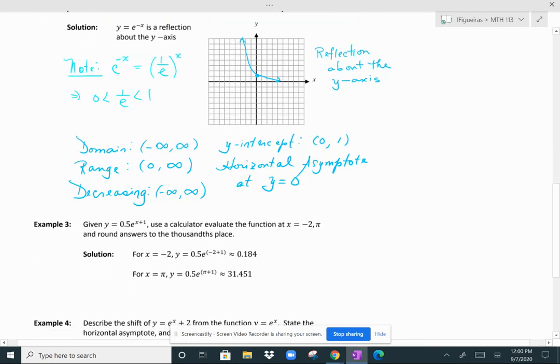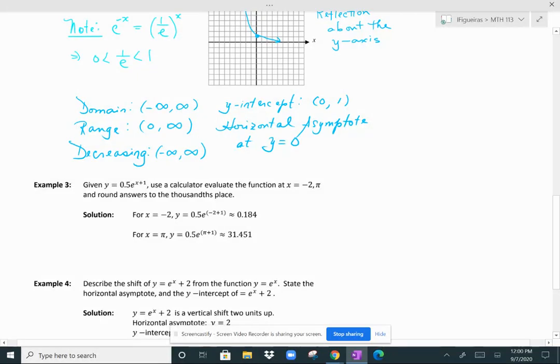All right, so for this next example, you will need a calculator. So you're given that y is equal to 0.5 e to the x plus 1, and we need to use a calculator to evaluate the function at x equal to negative 2 and at pi. Because e is an irrational number, and pi is also an irrational number, you are definitely going to need a calculator in order to evaluate this, and you're told to round to the thousandths place. The thousandths place is the third position to the right of the decimal.